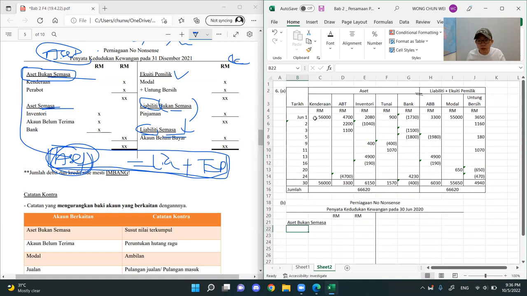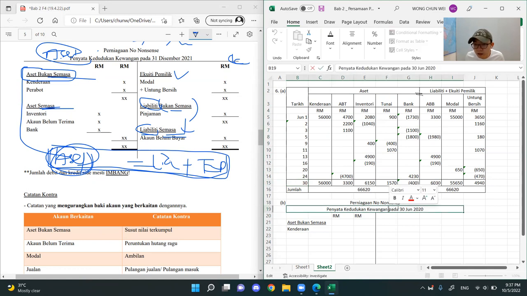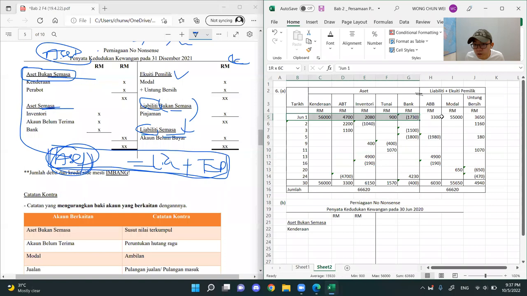From here, kenderaan is asset bukan semasa. Then after that will be your account belum terima. No, inventory is semasa. So it's just one, your kenderaan. How much is your kenderaan? You take the latest figure, this one. It's the 30th. That's why this penyata kedudukan kewangan is as at 30 Jun 2020, and that's why we are using this figure. We don't use this figure, we use this figure for 30 Jun 2020.